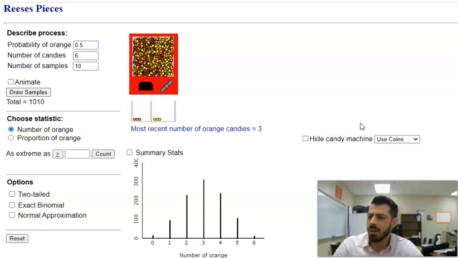All right, so we've taken just over 1,000 samples of size 6, so just over 6,000 pieces of candy. And we see that half of the time, 3 out of the 6 were orange. So that's kind of nice. And we see, it kind of looks a little bit normally distributed. That's all well and good. So then that begs the question, can we treat something as normally distributed if the sample size is small, like in this case, 6? And the answer is no.